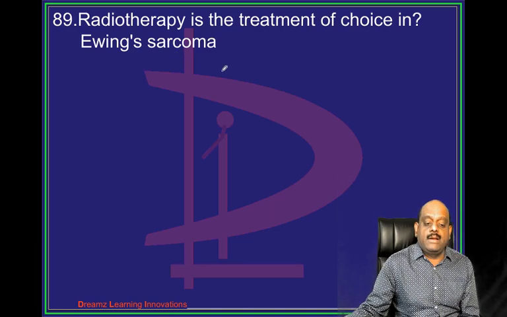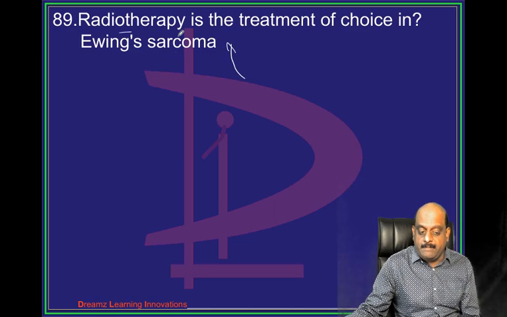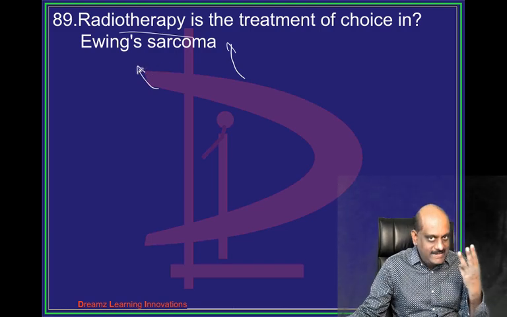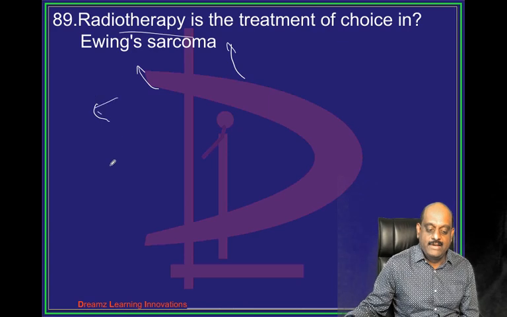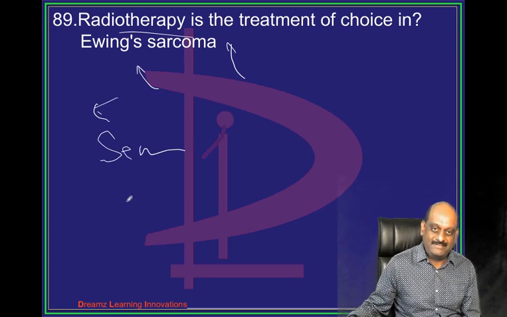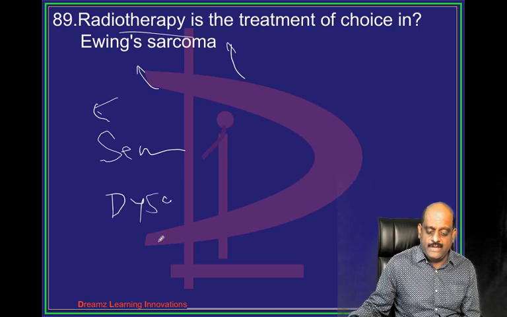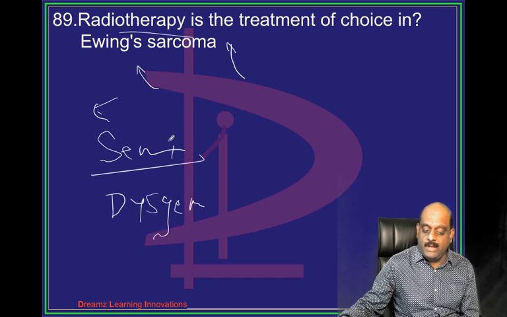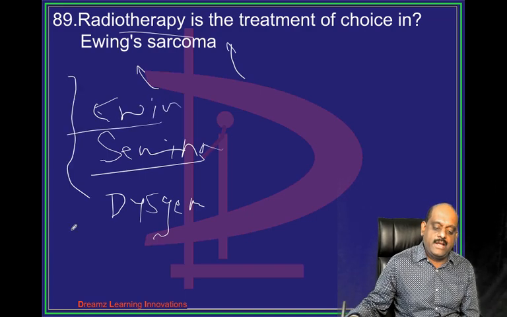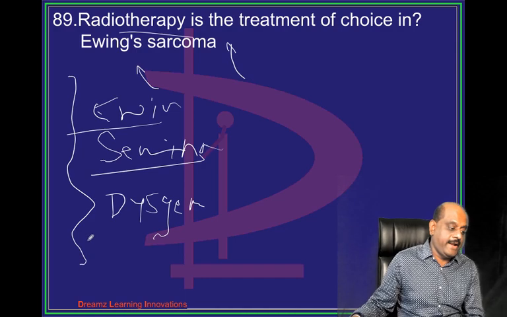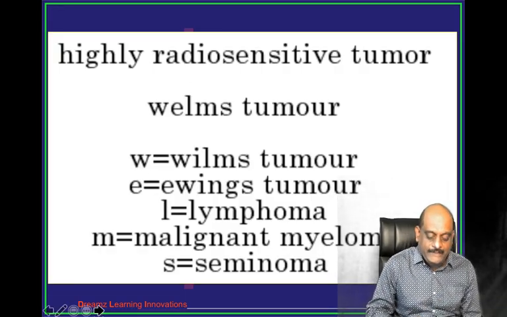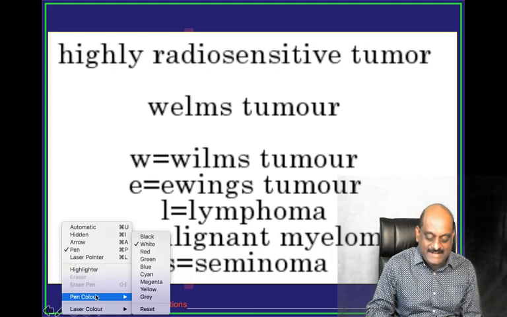For which tumor is radiotherapy the treatment of choice, which is highly radiosensitive? Teen cheese, Ewing, seminoma, dysgerminoma in case of the girls, seminoma in men, and Ewing. These three, doctors, are known for their radiosensitivity.